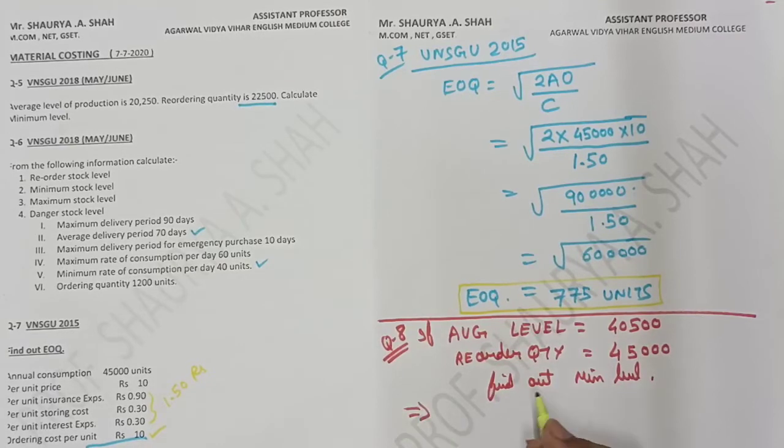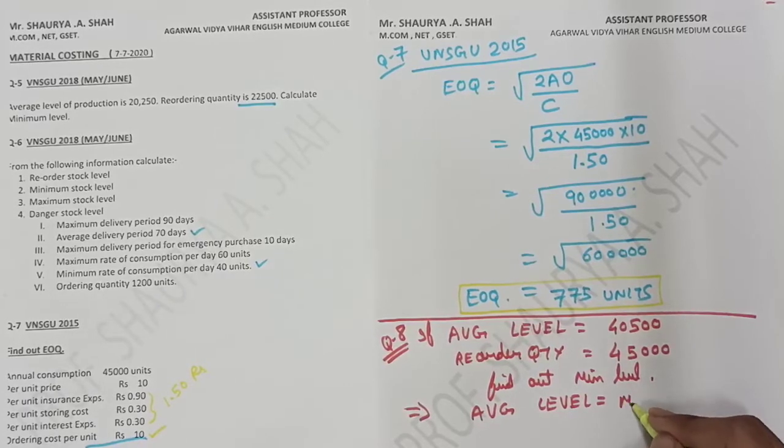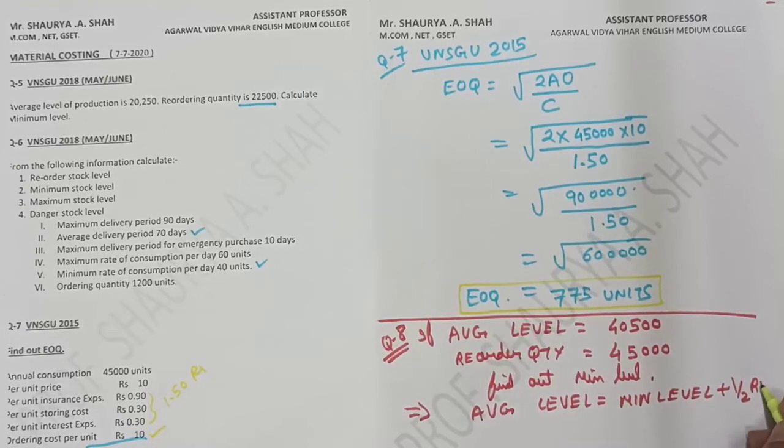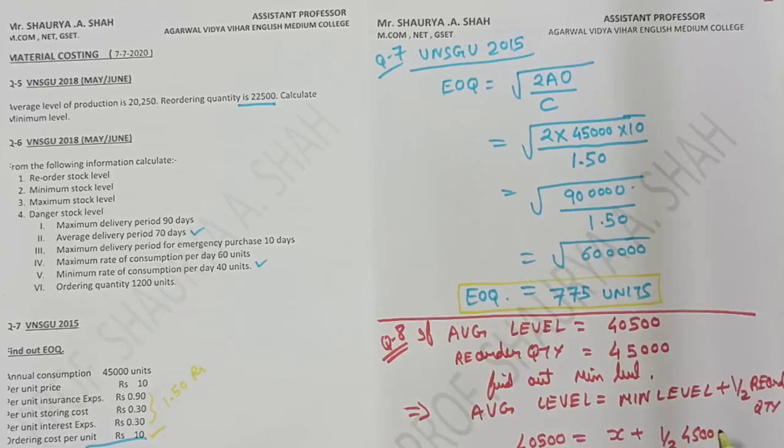Again for your practice I am doing average level. I hope everyone remembers the things which we are doing, right? Don't forget whatever we have done in the previous lecture. Again, don't forget whatever we have done in the beginning of the lecture. Average level is equal to, I told you, minimum level plus half of reorder quantity. Average level is equal to minimum level plus half of reorder quantity. So 40,500 is equal to minimum level, I do not know it, x, plus half of 45,000.